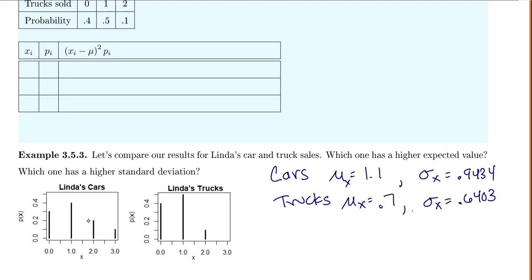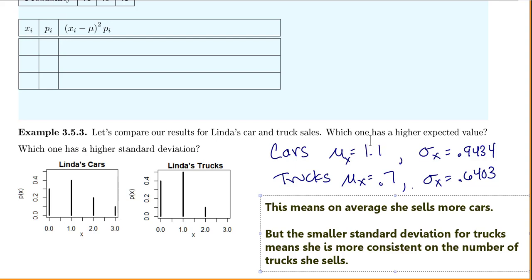Let's see, and then I graphed the two probability distributions for you. So you can see when we look at it for cars versus trucks, that cars has a bit more spread. Our values go from 0 up to 3, whereas trucks go from 0 to 2. My expected value is a lot higher for the cars. She's likely to sell more cars. But the standard deviation is also higher, which means my values are more spread out.